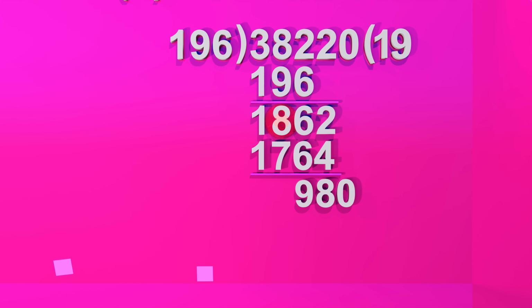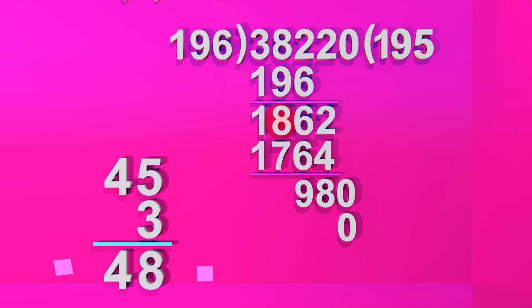This time we will multiply 196 by 5. We will multiply 6 by 5 first and we'll get 30. 0 can be written here and we will keep 3 to add it to the next number. This time we will multiply 9 by 5 and product will be 45. So we will add 3 to 45 and we'll get 48. Again we will write 8 and keep 4 to add it to the next number. This time we will multiply 1 by 5 and we will get 5.